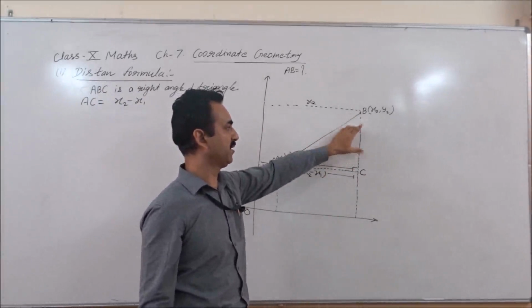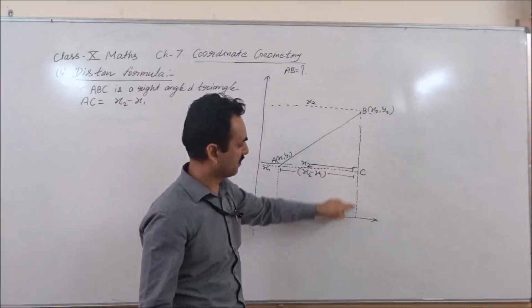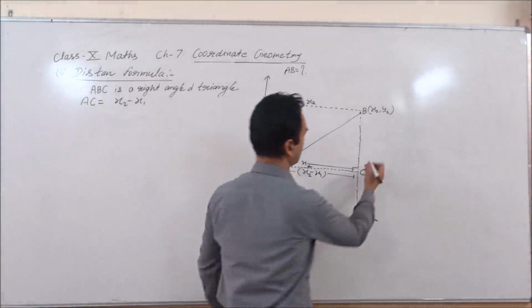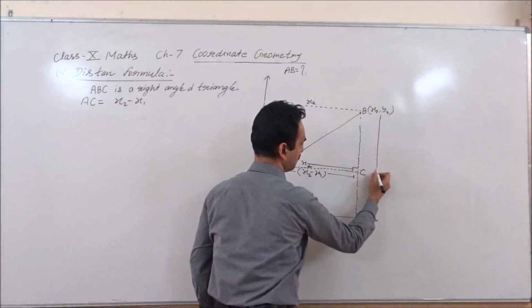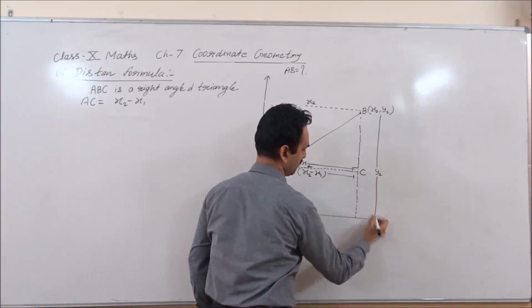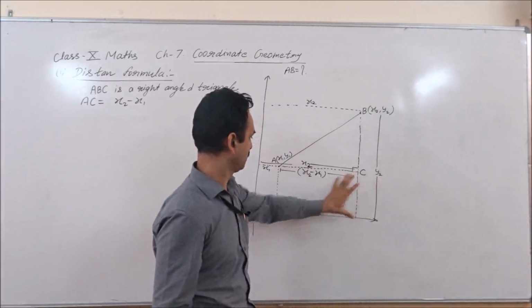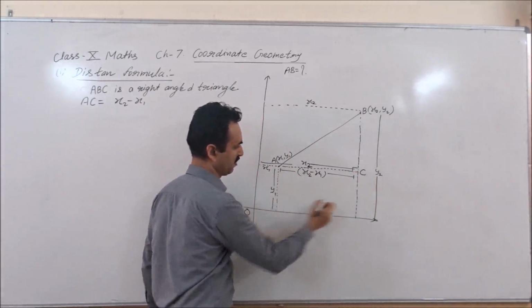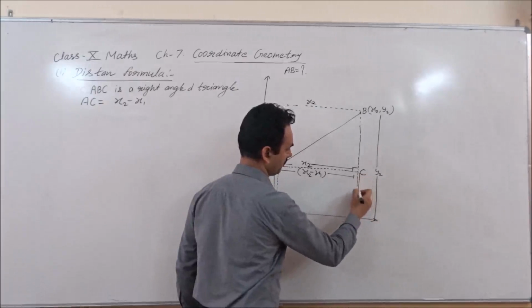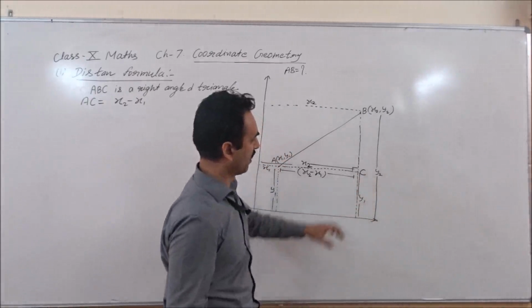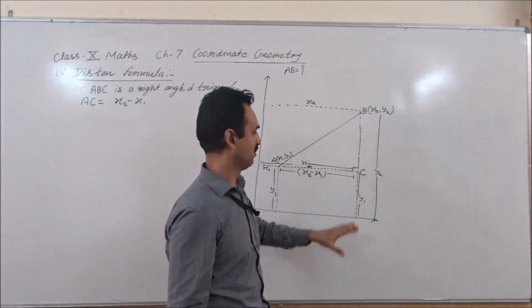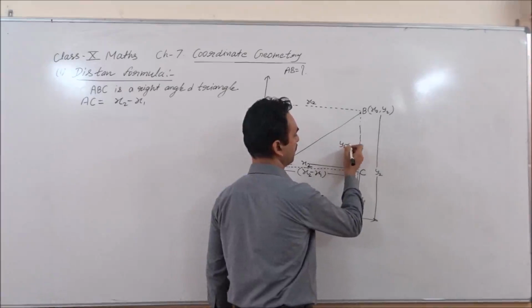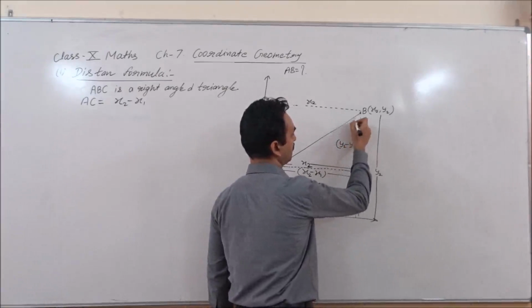How will we find BC? First I want to ask, what is this length? This is denoted by y2. And how much is this one? This is denoted by y1. So this is also y1, from here to here. Now what is the remaining length BC? Yes, correct. y2 minus y1. So this is y2 minus y1, this length.